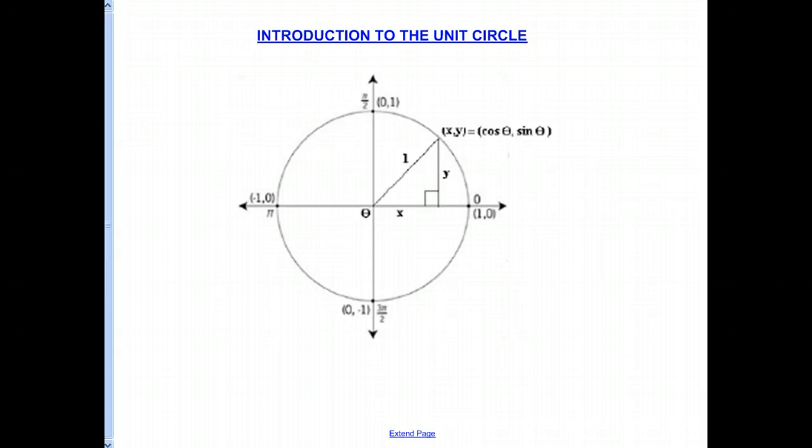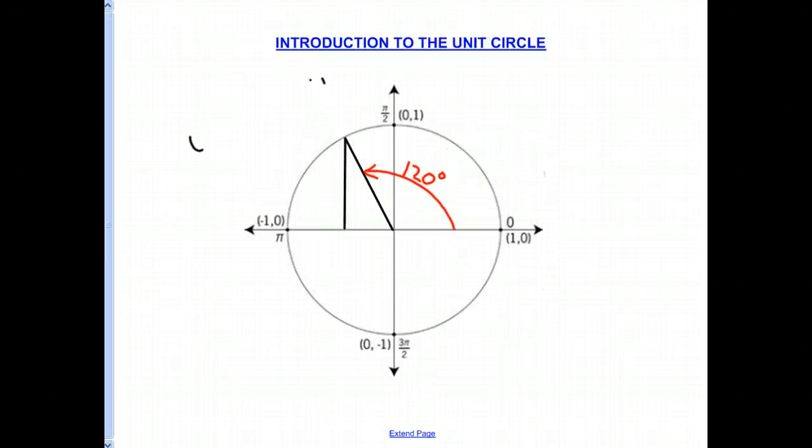What we learned in part 1 was that the coordinates of the point where the terminal side of the angle, in this case we'll call it theta, meets the circumference, is equal to the cosine of theta for x and the sine of theta for y. In other words, the side opposite angle theta is equal to the sine of theta, and the side adjacent is equal to the cosine of theta. Let's do an example and see what we're talking about.